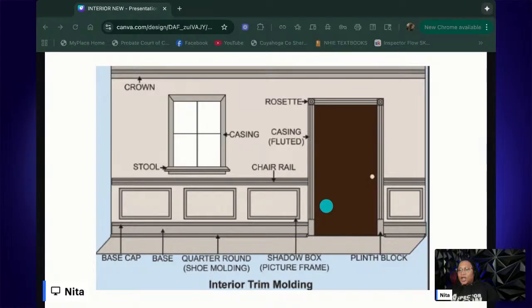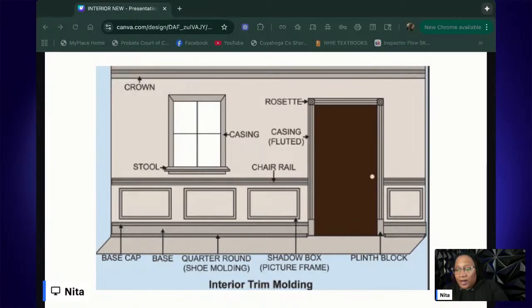Your chair rail is installed at the middle point of a wall. A lot of times you'll see these in dining rooms. At this middle point in the wall, you have your chair rail. And then your crown molding, you've probably heard that before. It's installed at the top where the wall and the ceiling intersect so that we don't see that gap right there. It adds a decorative finish. And then our casing is trim that surrounds our windows and our doors.